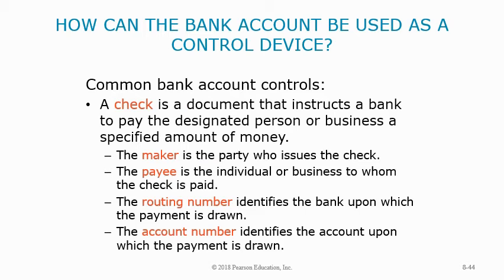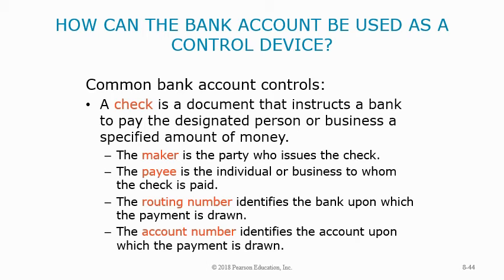Simply utilizing a check is a control because we're able to track that a lot better than we are just regular cash. So the maker is the party who issues the check, so the person who's sending the check to somebody. The payee is the individual who is being paid by the check, so it's the person receiving the check.